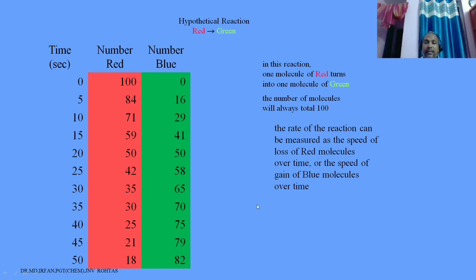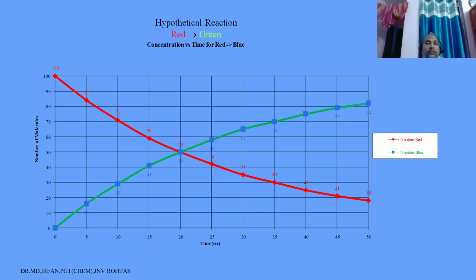The rate of reaction can be measured as the speed of loss of red molecules over time, or the speed of gain of blue molecules over time, that is green molecules. See the graph of conversion of red molecule into green molecule.